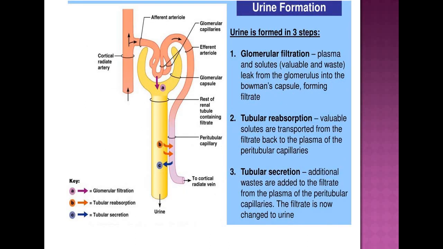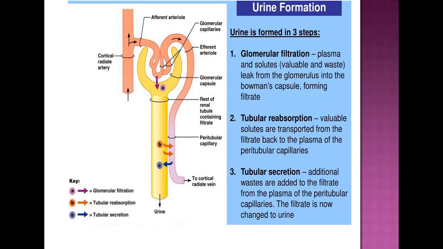Urine formation can be studied in three major steps. Number 1, glomerular filtration. The glomerulus, as we know, consists of blood which carries waste as well as useful substances. Almost everything enters into Bowman's capsule due to high hydrostatic pressure.